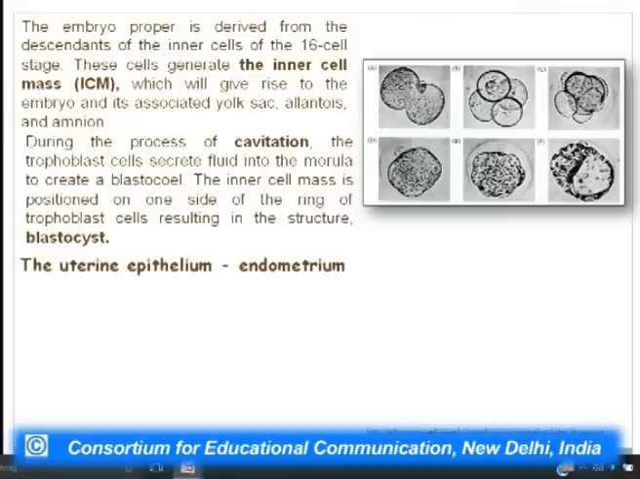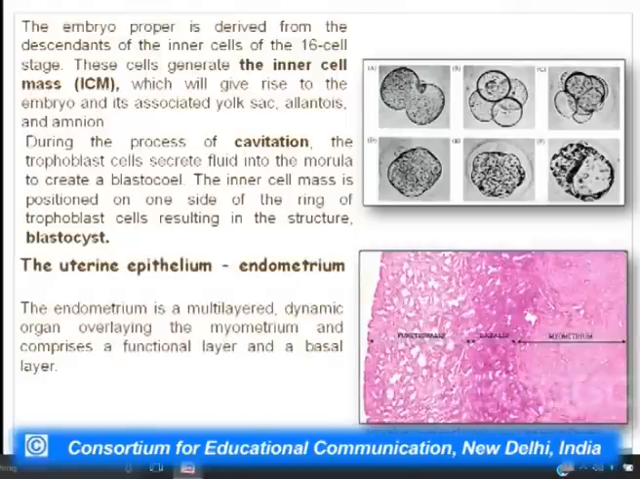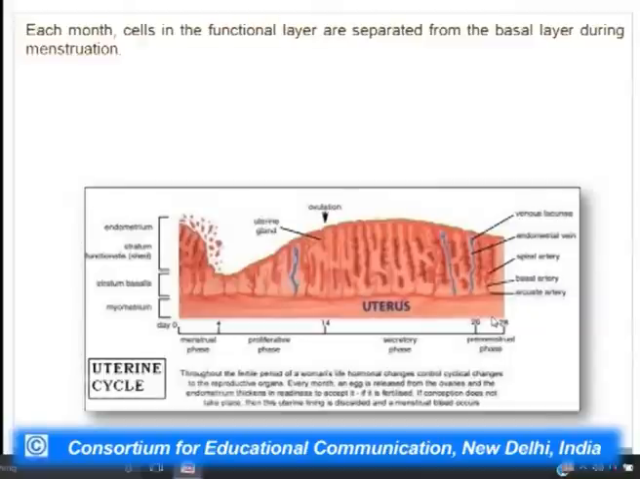Now, let us have a look at the uterine epithelium or the endometrium. The endometrium is a multi-layered dynamic organ overlaying the myometrium and comprises a functional layer and a basal layer. So, you have a functional layer, you have a basal layer, and then there is a myometrium or the muscular tissue. So, this entire region, including this functionalis and basilis, is termed the endometrial layer.